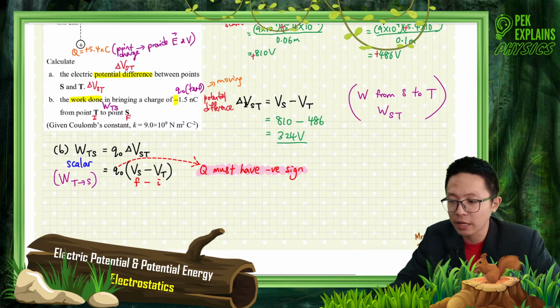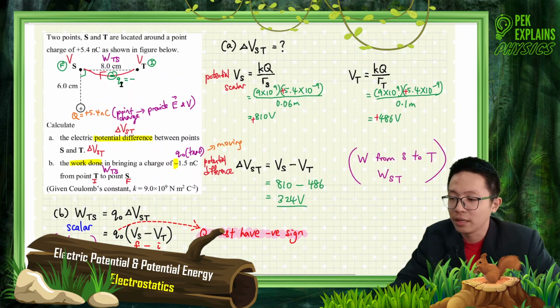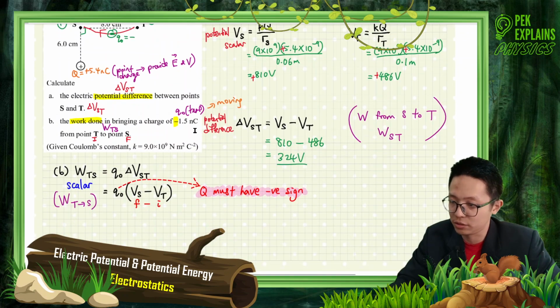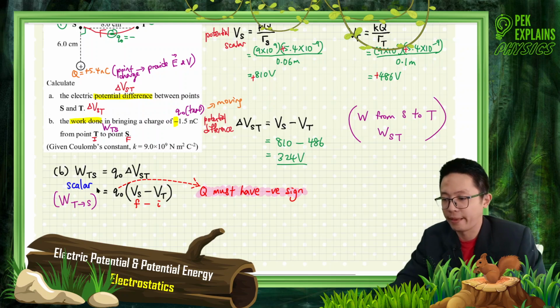So just now we already got delta Vst, isn't it? Delta Vst is positive 334 volt. So we can substitute into here. Q naught, what is the Q naught? It is the negative test charge. The test charge has a negative sign, so we must put in the negative sign, because for a scalar quantity the negative sign is very important. The negative value is about the magnitude itself. It's not about direction. Okay?